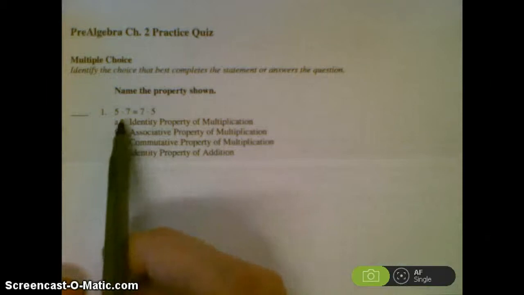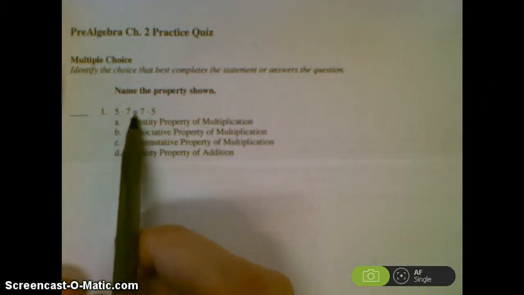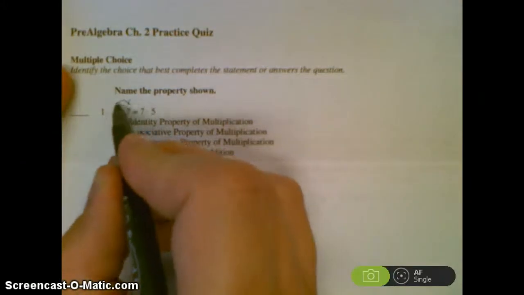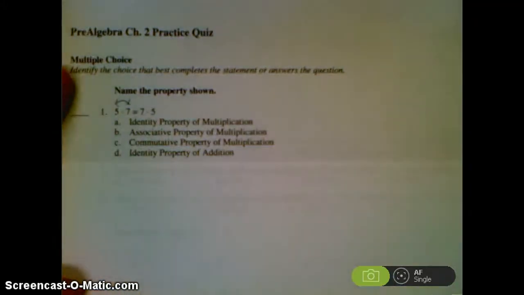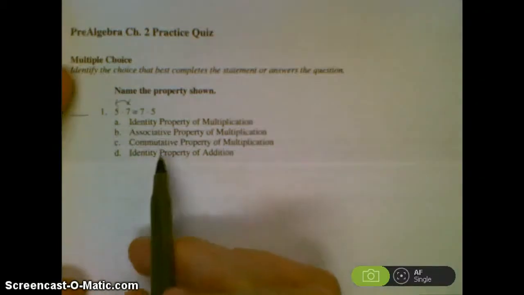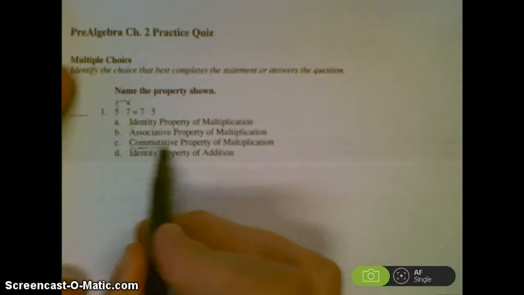Now identifying these properties, we've got 5 times 7 equals 7 times 5. All that I did here was flip the order. So you just have to know which property it is when you flip the order, and that's commutative.